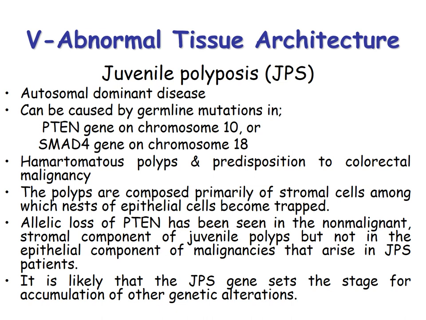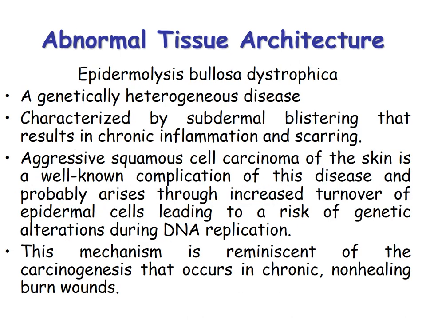Next is abnormal tissue architecture, juvenile polyposis. This is an example which is of course due to the germline mutation in two genes, which causes the presence of polyps in the colon, and presence of polyps predisposes a person to develop cancer. So this is a factor of abnormal tissue architecture. This is another example.